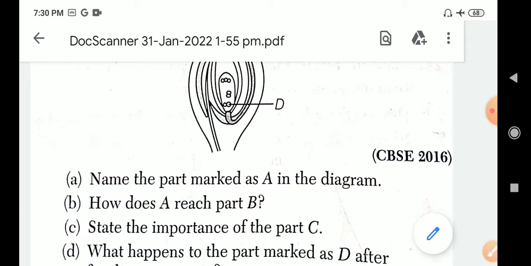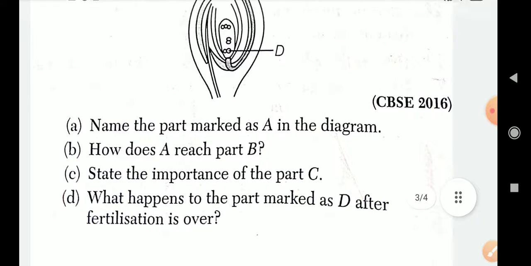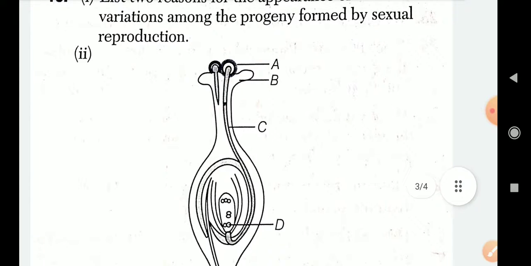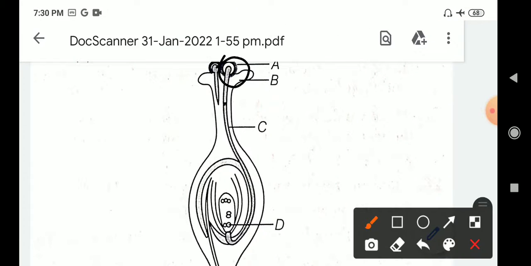We have completed this. Now next is, how does A reach part B? The question is, how does A reach part B? So we know A is pollen grain and B is pollen tube. This originates from the pollen grain. It grows through the style, this is the style portion, and reaches the micropyle. This portion is called micropyle, and inside the ovule, inside this whole ovule, there is the female egg, right?